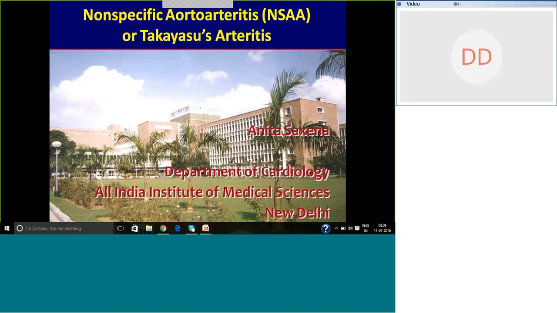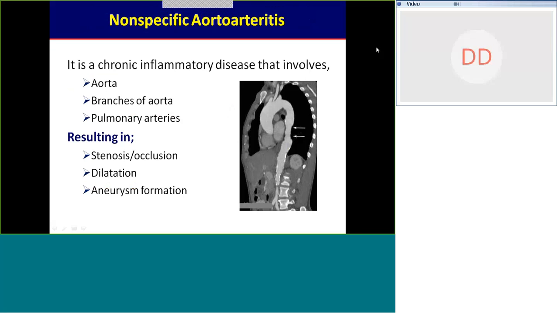So it has several names. I'm not going to go into that, but I think commonly it is called non-specific aortoarteritis or Takayasu's arteritis. So what is Takayasu's arteritis? It's actually a chronic inflammatory disease. So it's not infective, but it's an inflammatory disease that would involve aorta, its branches, usually the big branches, and it can involve coronary arteries and pulmonary arteries rarely.